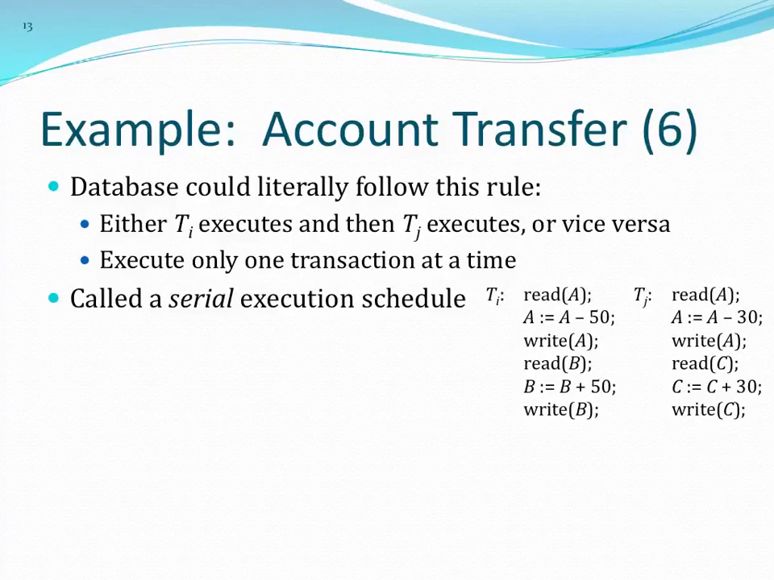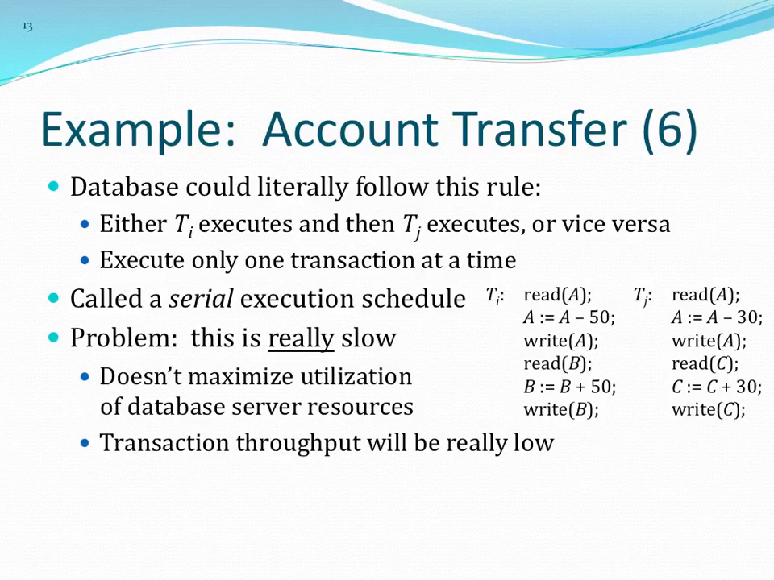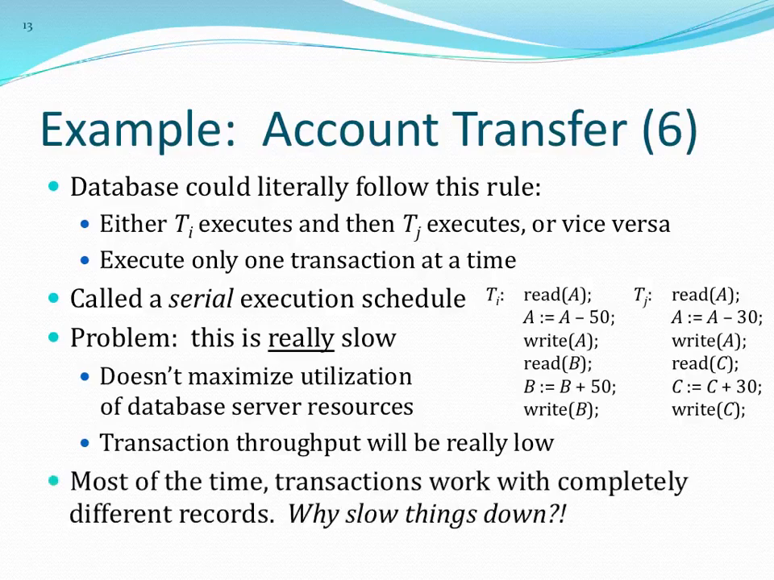So we have this notion of a serial execution schedule. And again, when we talk about isolation, we will revisit this concept. But serial execution schedules are ones in which each transaction goes in sequence. So there is no overlap whatsoever between executing transactions. That's a serial execution schedule. Of course, since it is slow, we'd like to come up with some way that's a little bit more clever. Yeah, so this is what I was saying before. Why slow things down if we're working with different records?